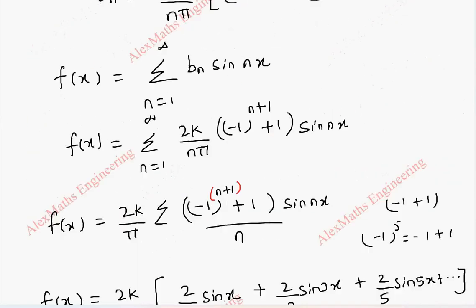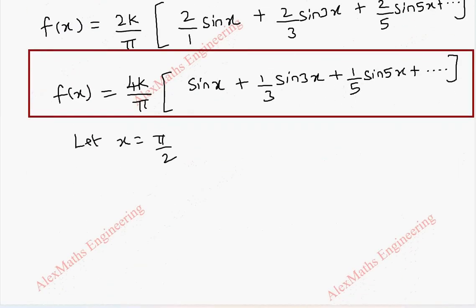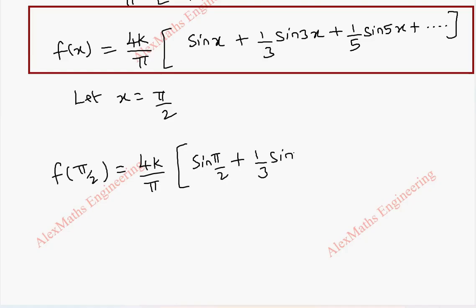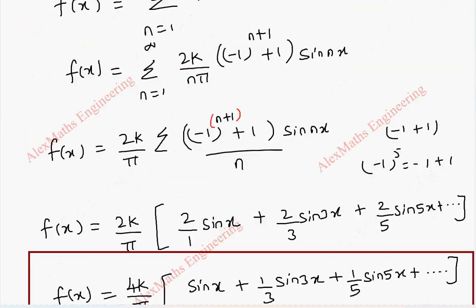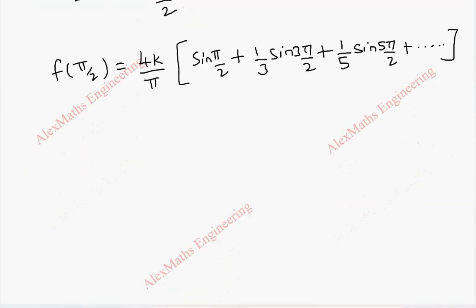They have given a series which is pi by 4 equal to 1 minus 1 by 3 plus 1 by 5 minus 1 by 7. So for proving that, I am going to take x as pi by 2. Now this is f of pi by 2 equal to 4k by pi, sin pi by 2 plus 1 by 3 into sin 3 pi by 2 plus 1 by 5 into sin 5 pi by 2 plus dot dot dot. Now f of pi by 2, actually this is the place where pi by 2 lies in between, so the value of f of pi by 2 is k. So we take this as k.